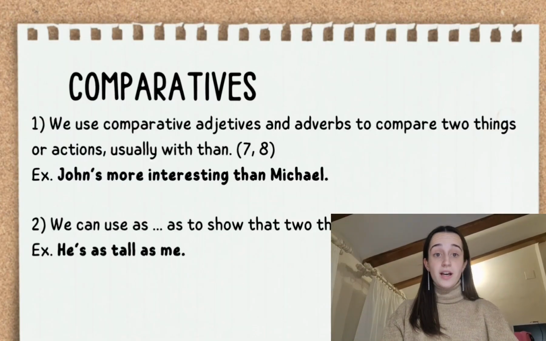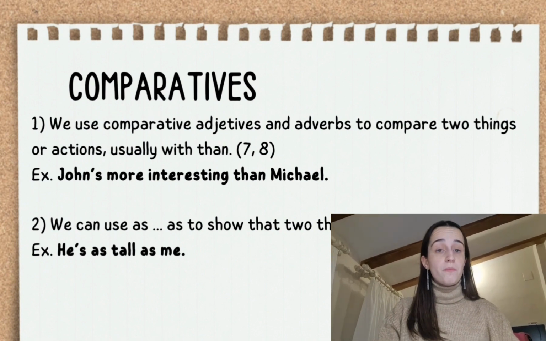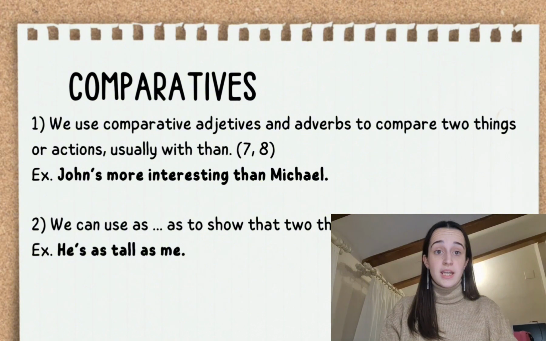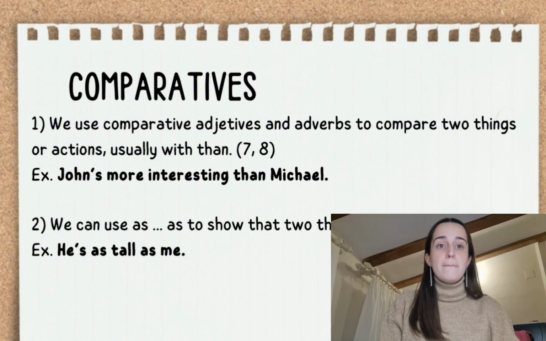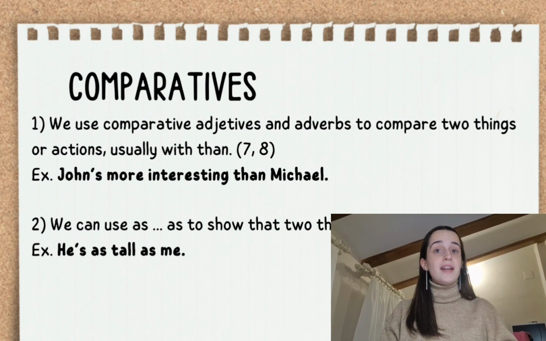The comparative has 4 uses. The first, we use comparative adjectives and adverbs to compare two things or actions, usually with than. For example, you can see in sentences 7 and 8. For example, John is more interesting than Michael.